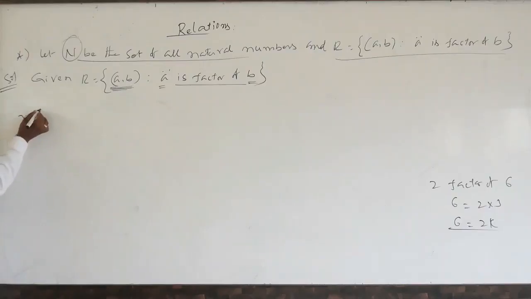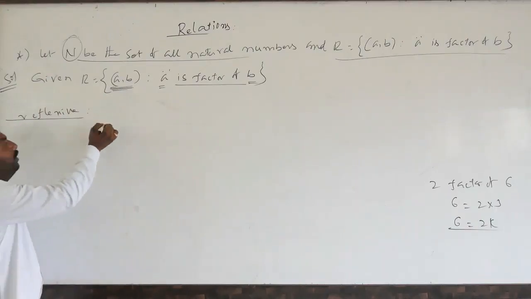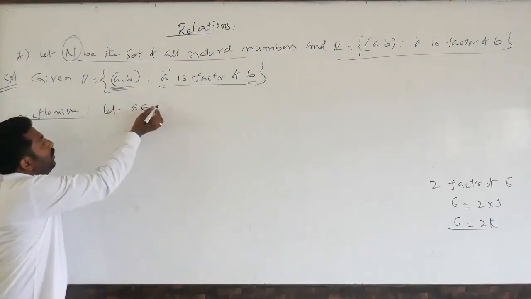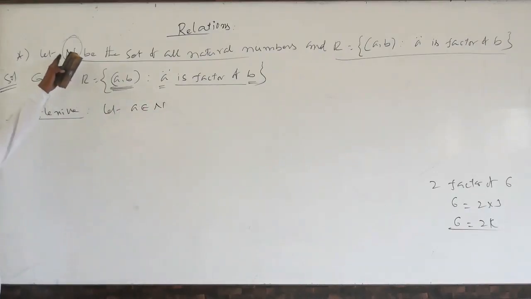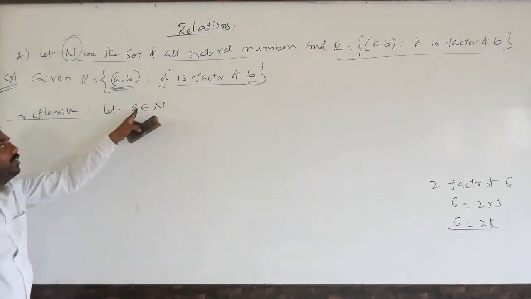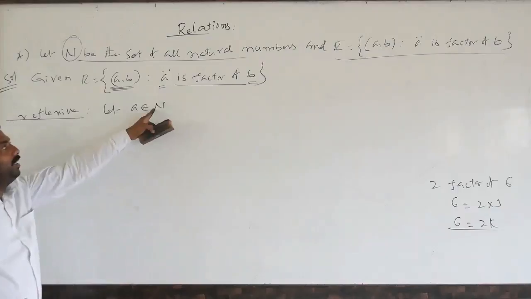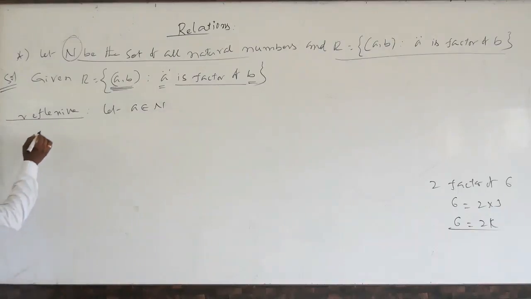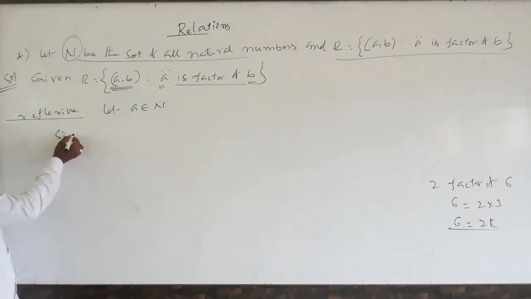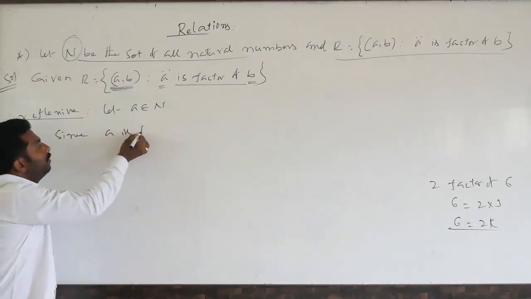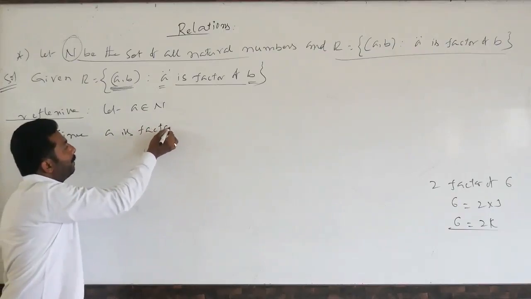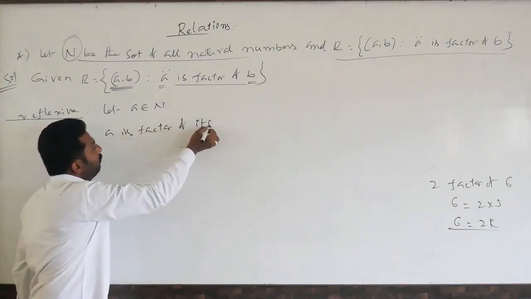See, first, whether it is reflexive or not, we have to prove. How to prove? From the non-empty set, one arbitrary natural number we have taken. So A belongs to N, an arbitrary natural number. Also, we take the conclusion: since A is a factor of itself.